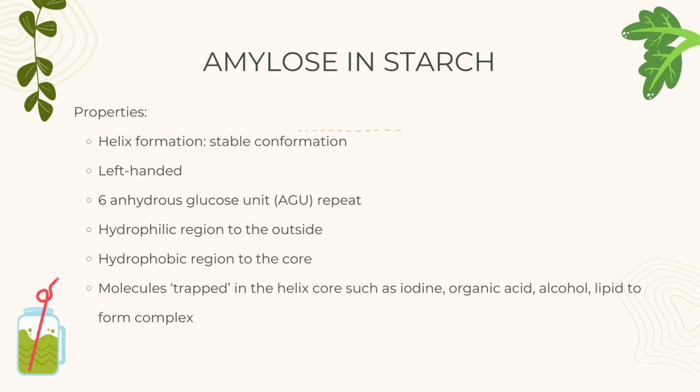Properties of amylose: it has a helix formation, which is a very stable conformation. It is left-handed, meaning the helix turns to the left, and every repetition of the turn has 6 anhydrous glucose units. Amylose has a hydrophilic region to the outside and a hydrophobic region to the core, which is inside the helix core. Molecules can be trapped inside the helix core, such as iodine, organic acid, alcohol, and lipid, to form an amylose complex.